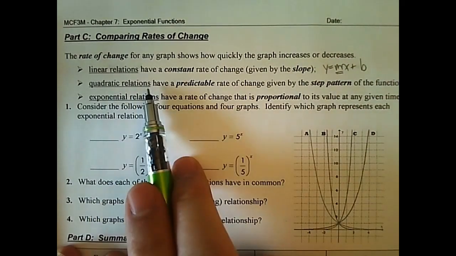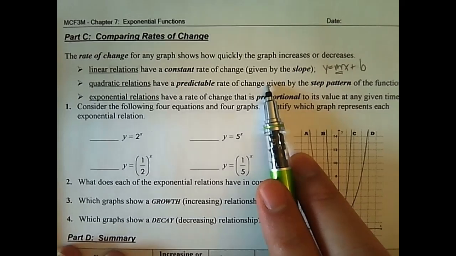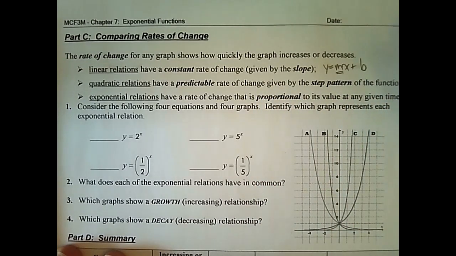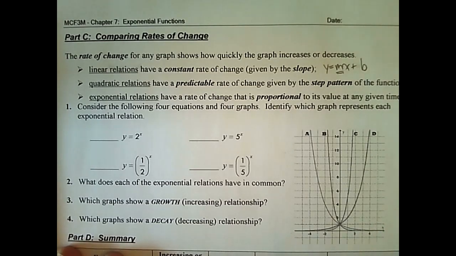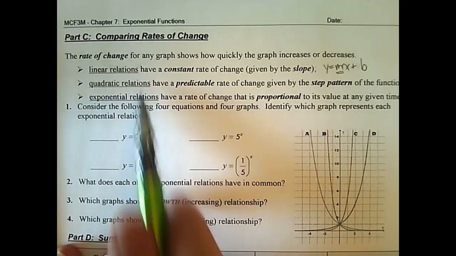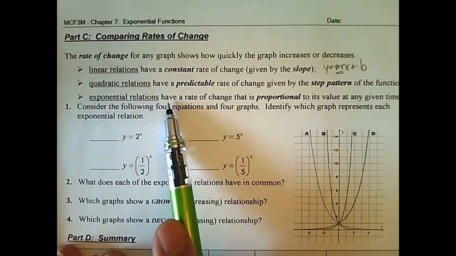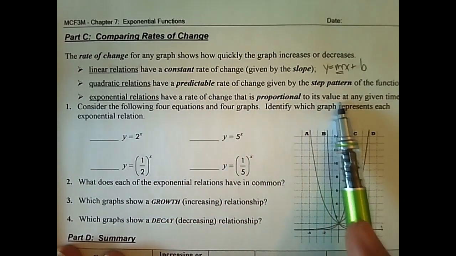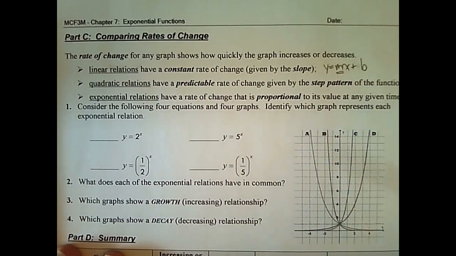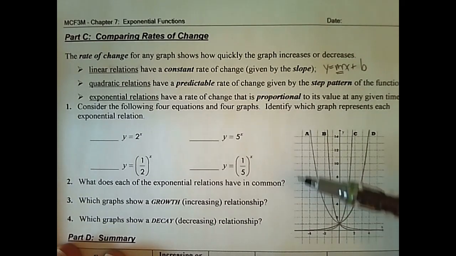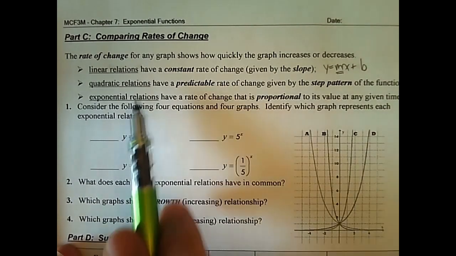For quadratic relations, they have a predictable rate of change given by a step pattern of a function. Like we had going over 1 up 1 and then over 2 up 4, that kind of step pattern, for a parabola. You'd also say with the second differences that they were constant, so that's how we knew that they were going to be a quadratic relation. For exponential relations, they have a rate of change that is proportional to its value at every given time. That's when we did our ratios, when we divide the upper number by the lower number, and those ratios should be the same for exponential relations.